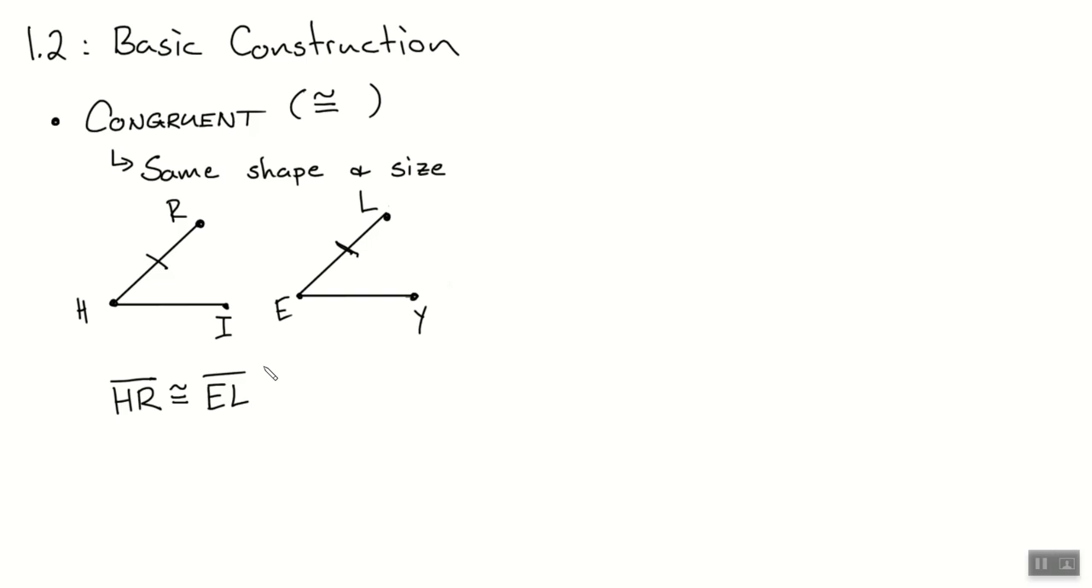This mark means that they're congruent. Notice the segment with the bar is congruent to a segment with a bar. Same notation. This means that their lengths are equal. Language change is really important there. The measure of this segment, which is length, is equal.